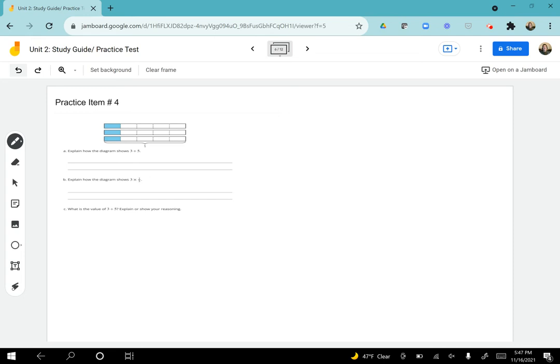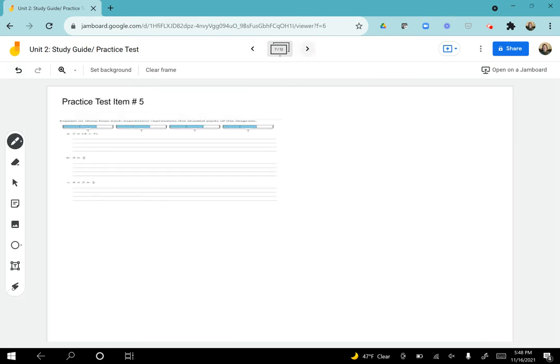Part B, I want students to explain how the diagram shows 3 multiplied by 1/5. Well, there's 1/5 here, 1/5 here, 1/5 here. That's 3 groups of 1/5, or 3 times 1/5. And then what is the value of 3 divided by 5? That's just going to be 3/5.